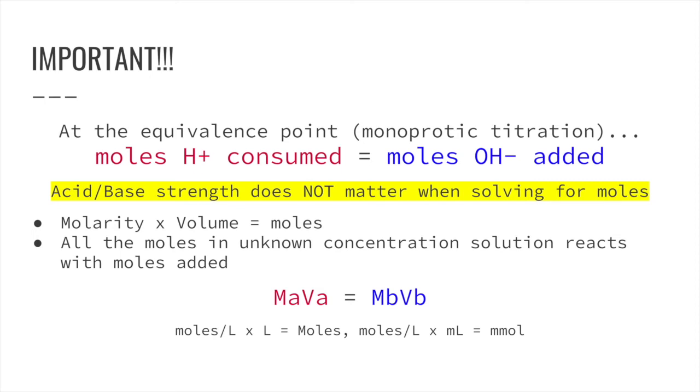A strong acid does not need more base to titrate it. So for example, a weak 0.1 molar 1 liter acid and a strong 0.1 molar 1 liter acid will both need the same amount of base. Moles will always be moles.